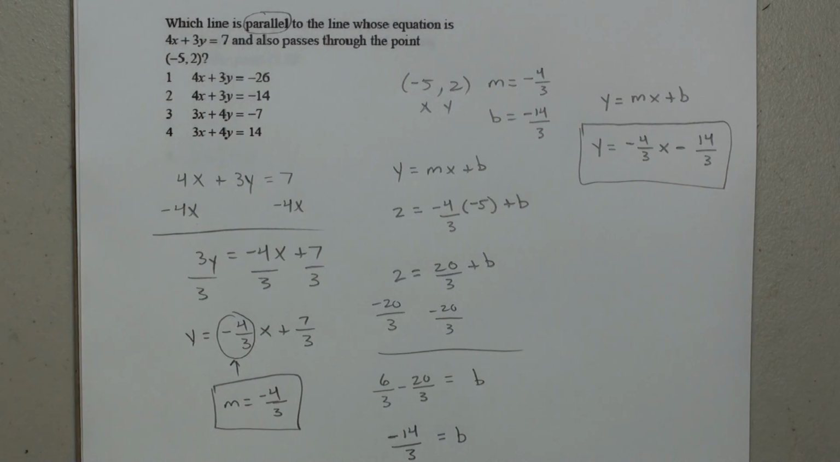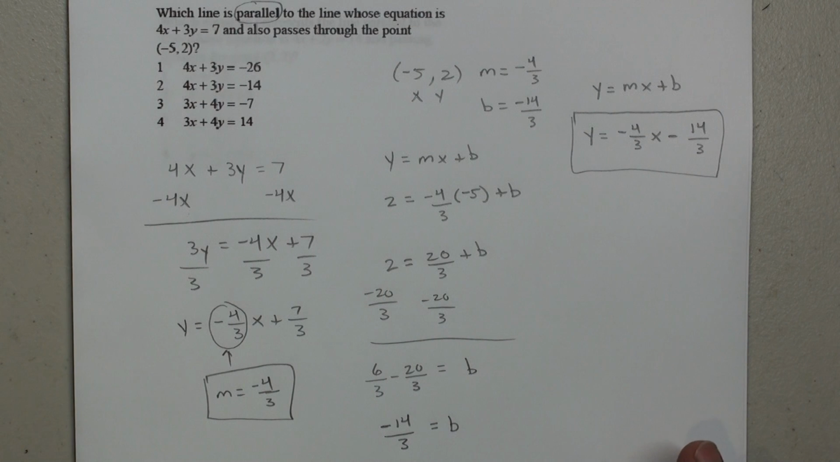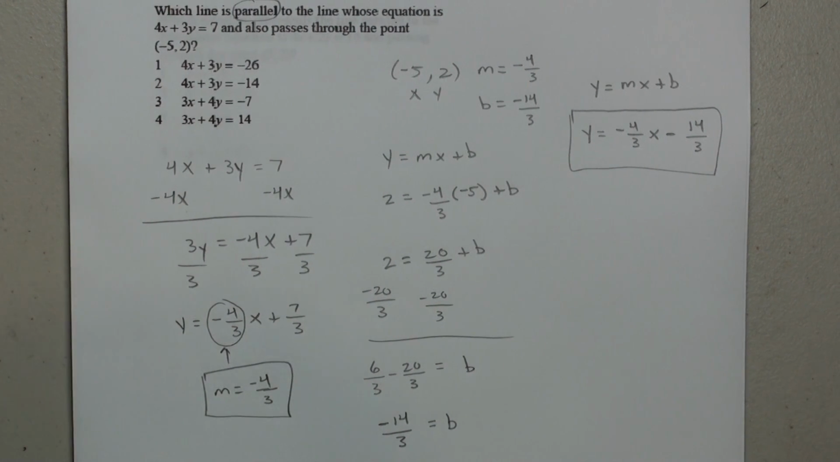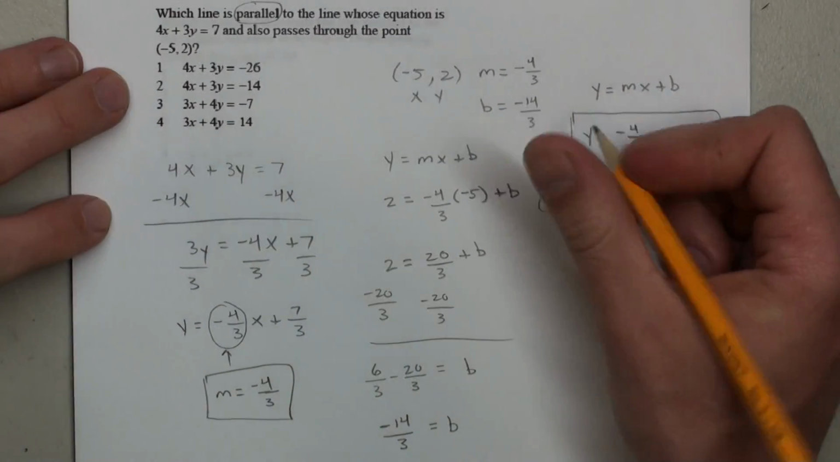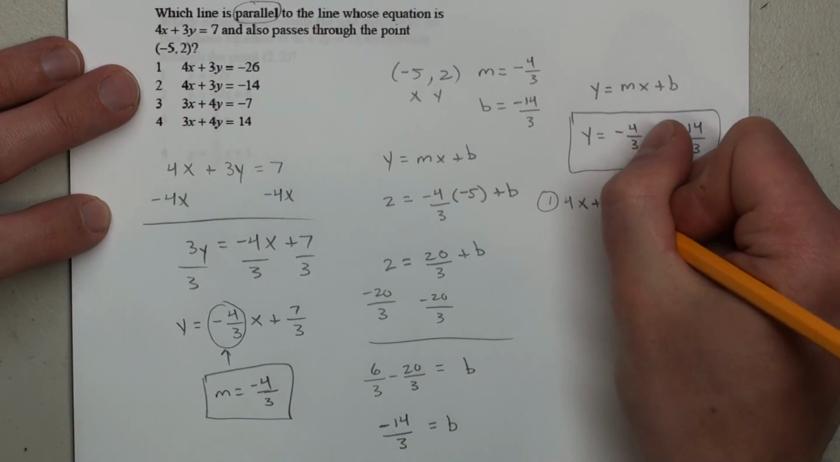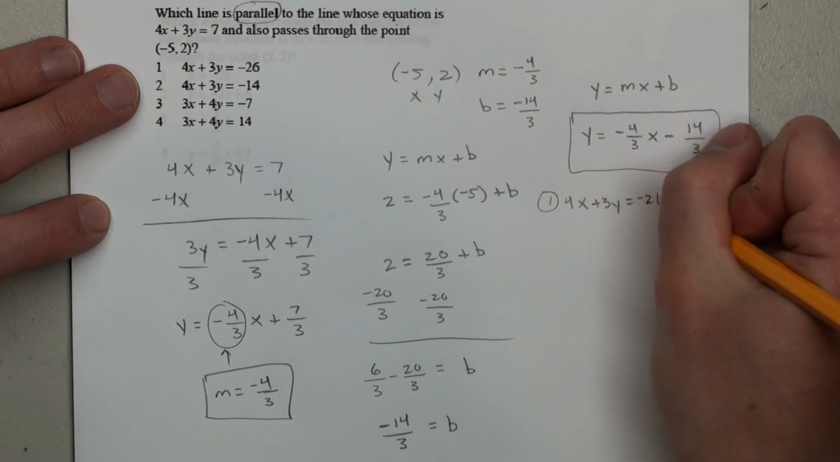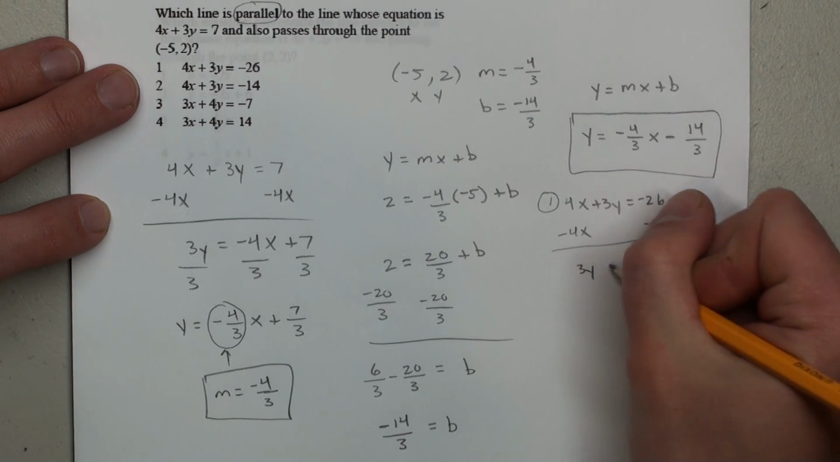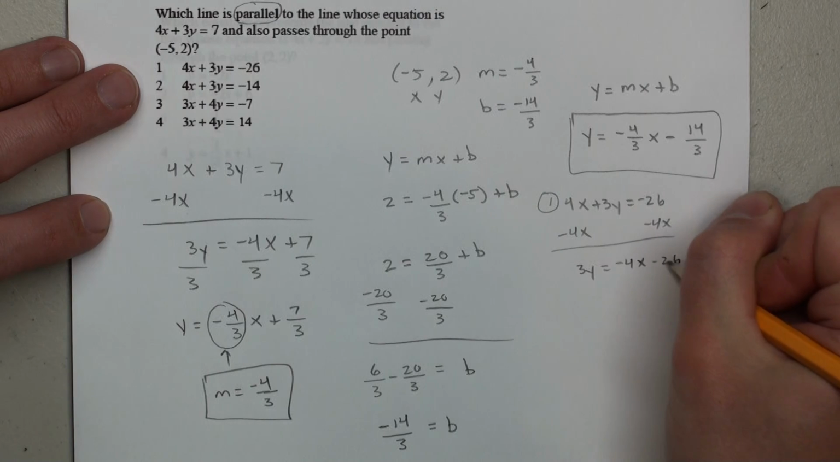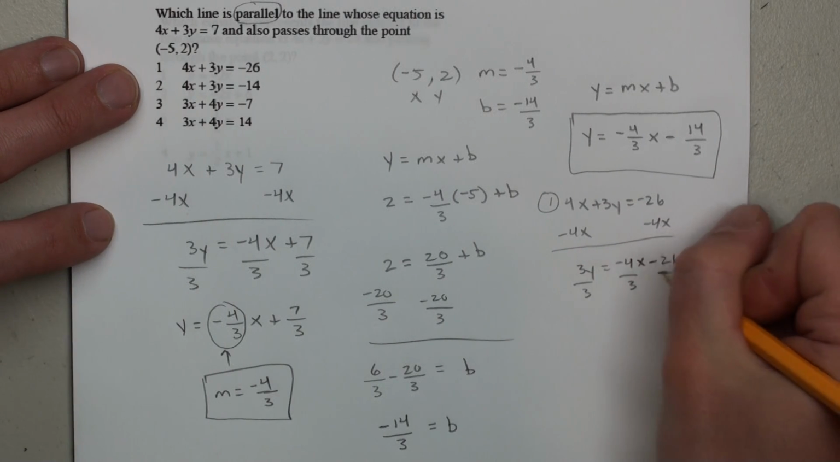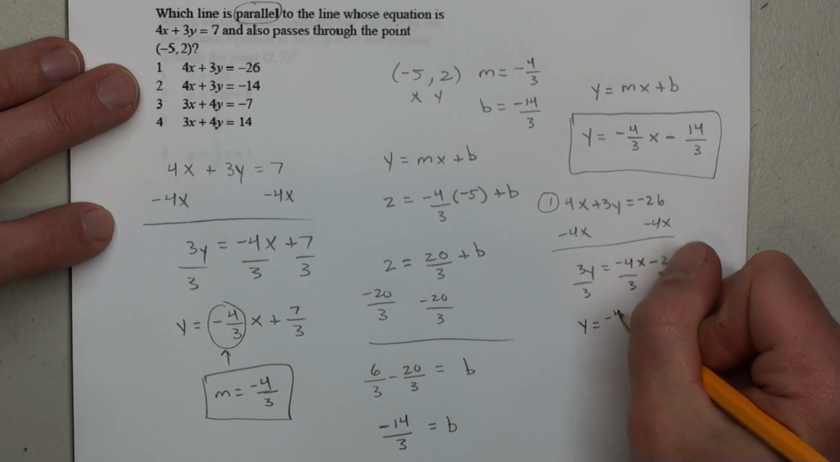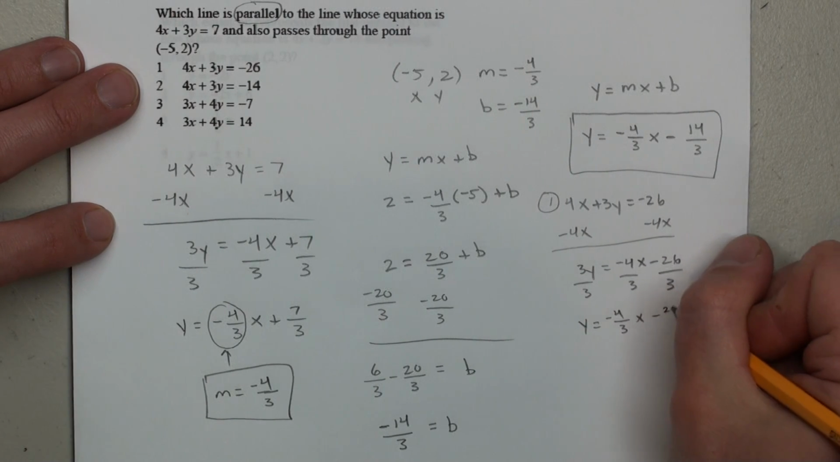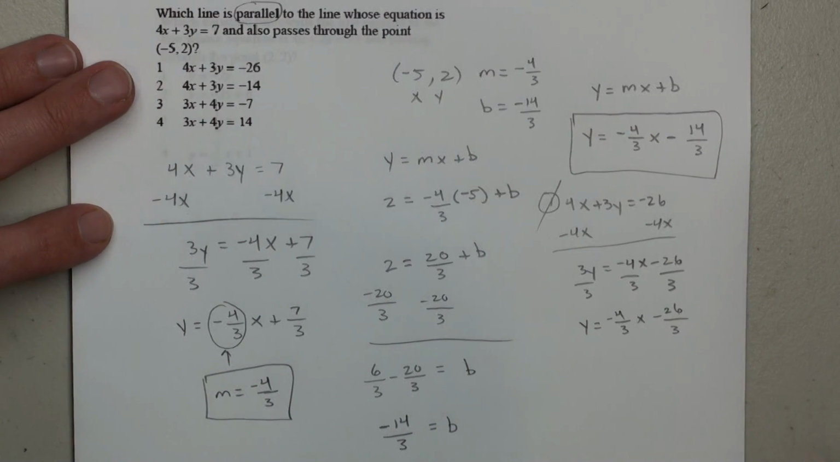That's not a choice, right? We have to go through each answer and rearrange it into y equals mx plus b until we find this exact same answer. So let's look at choice 1. 4x plus 3y equals negative 26. Subtract 4x. 3y equals negative 4x minus 26. Divide by 3. And it's not this one. It's close though, right? They have the same slope, but they don't have the same y-intercept, so it's not this one.